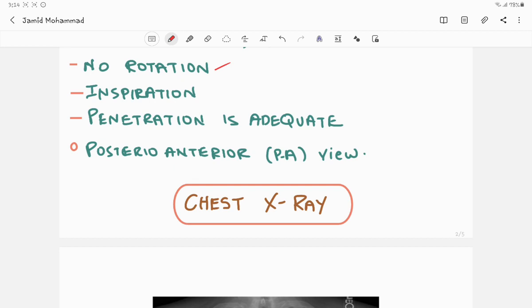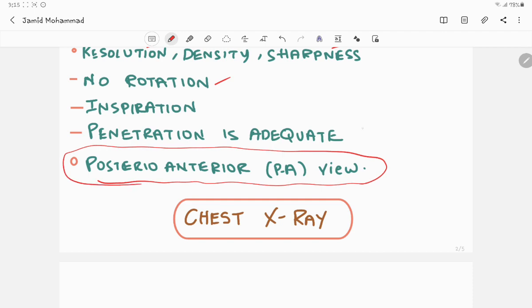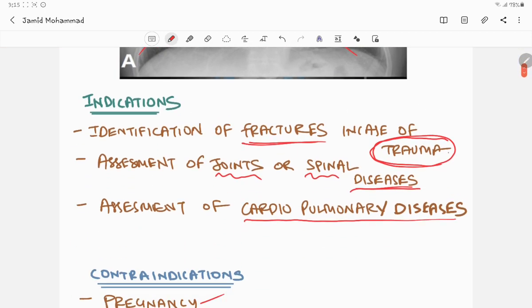problem accurately and properly. And this is the chest x-ray, and it's a posterior anterior view. Penetration of the x-rays is adequate, which is why we have got a perfect image of the x-ray of a patient.